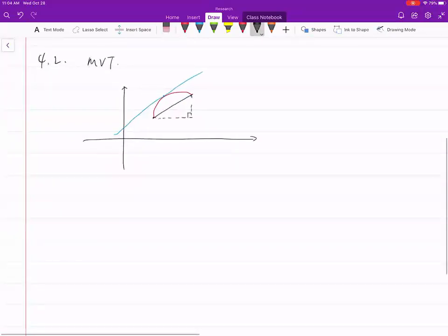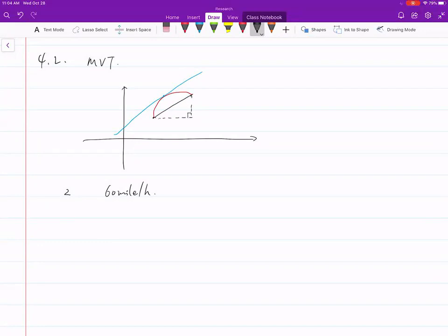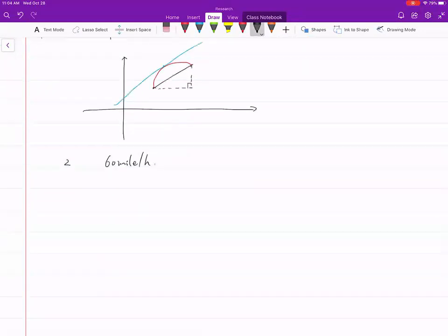So for example, if during the past 2 hours, you drove 60 miles per hour on average, that means at some point during these 2 hours, you are driving exactly at 60 miles per hour. That's basically what it says. Sounds good? Okay, if you think about it, it's actually really straightforward.